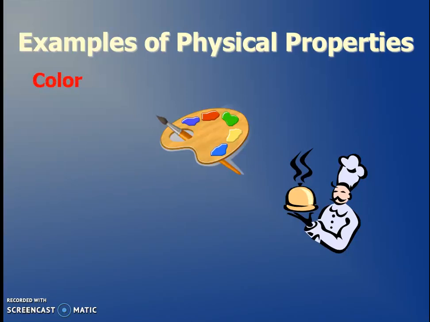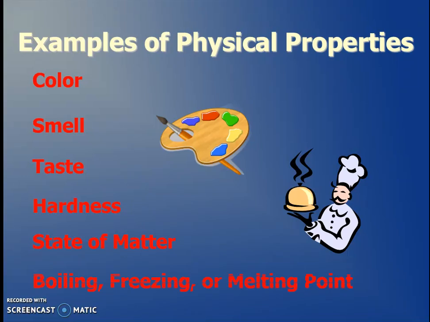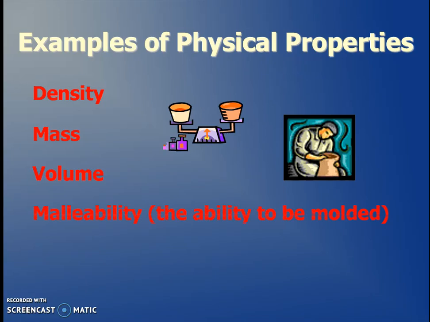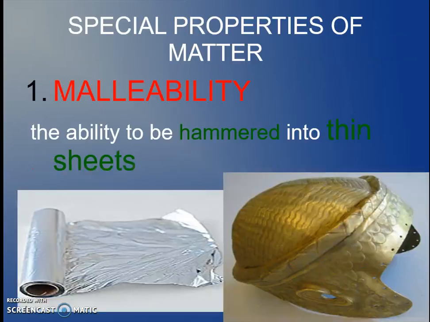Let's look at some examples of physical properties. They are color, smell, taste, hardness, state of matter, whether it is solid, liquid, or gas, and boiling point, freezing point, or melting point. These are some examples of physical properties. Others are density, mass, volume, malleability, the ability to be molded into thin sheets, and solubility, the ability to be dissolved.